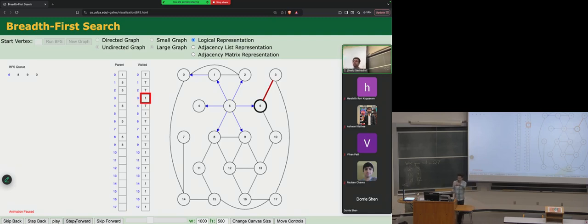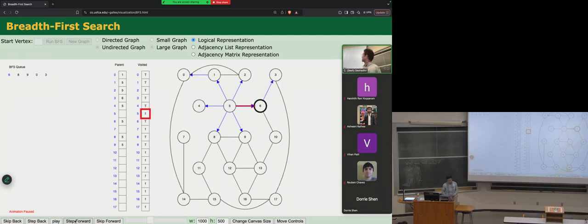Yeah? How do you know if it's going to be 3 or 10? So the way that the code is written is that the neighbor list is sorted by ID. And this I know because I've played around with this enough to see that. But in general, you're right, it could be either of them. Okay, so then 3 goes into the queue, and so now the predecessor of 3 is 6.